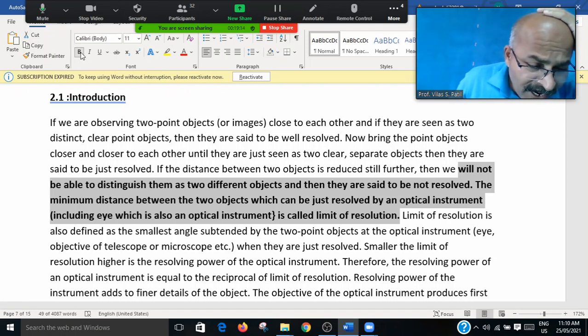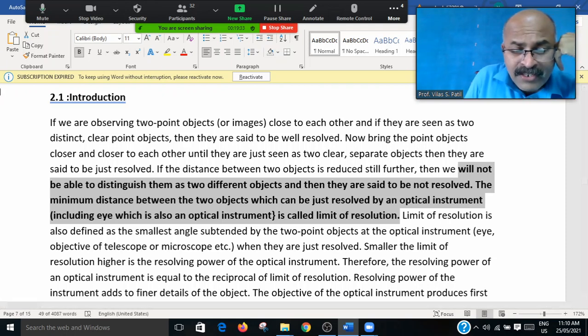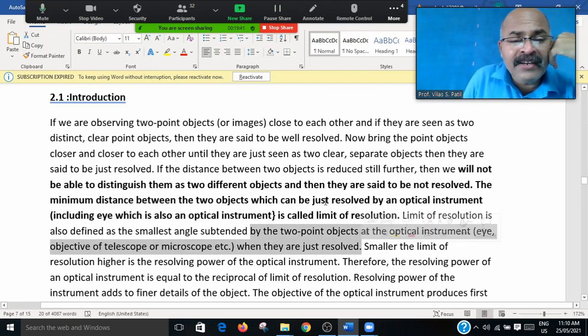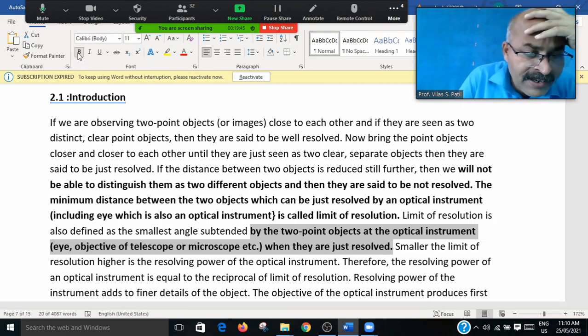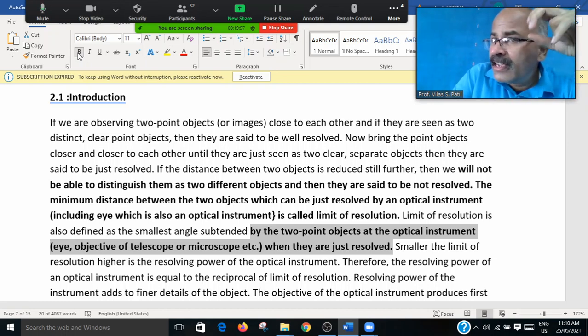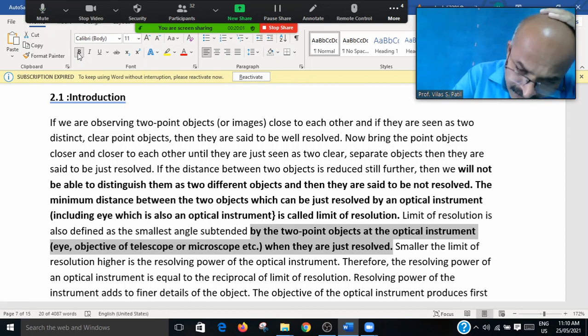The limit of the resolution is defined as the smallest angle subtended by the two point object at the optical instrument or the eyepiece or the objective of the telescope or the microscope, and that is the limit of the resolution. मग ऑब्जेक्टिव्ह असेल, कॉलिमीटर असेल, टेलिस्कोप असेल, मायक्रोस्कोप असेल, या सगळ्यांच्या मध्ये त्याचं रिझोल्युशन हे त्याच्या सबटेन अँगलवरती डिपेंडंट असतं, and when they are just resolved. Similar, that is smaller the limit of the resolution, higher the resolving power of the optical instrument.